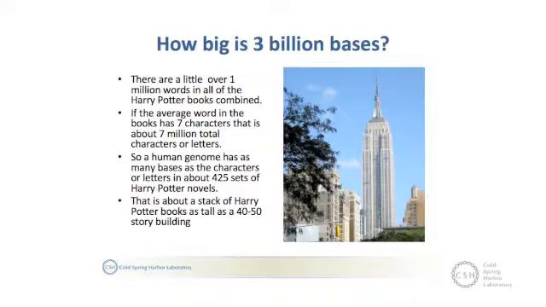But basically, if you think of it in terms of the Harry Potter books, one human genome is a stack of those books about half as high as the Empire State Building. So that's one human genome. And so what the machines we use now, that I'll talk about, do is determine the order of the letters in that very tall stack of books.